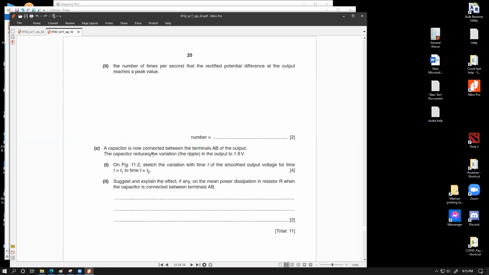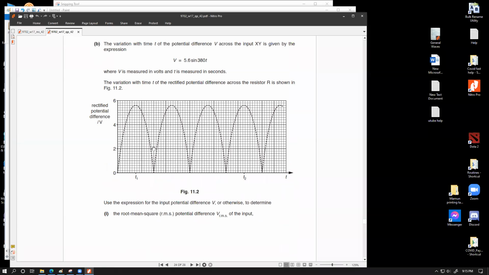The capacitor reduces the variation in the output to 1.6 volt. The capacitor reduces the variation, the ripple, in the output to 1.6 volt. This means that the ripple was reduced to 1.6. Ripple basically means the up and down. So the ripple would be reduced to 1.6.